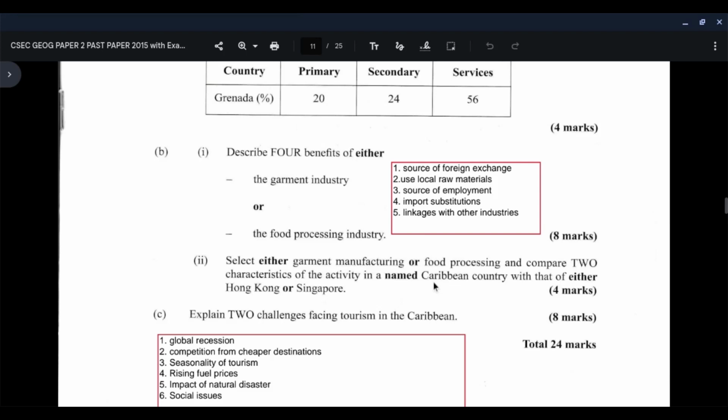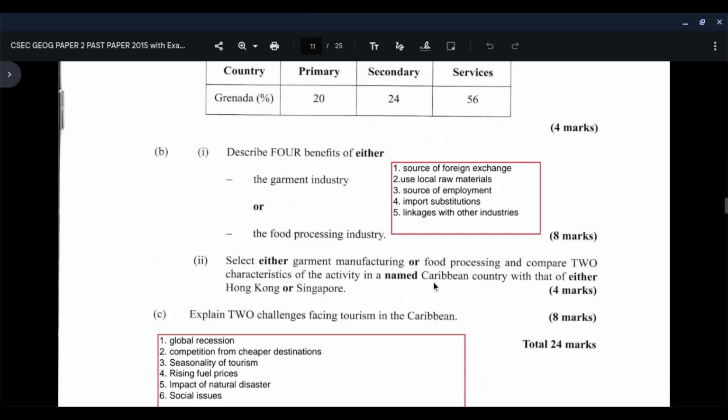Their market, the Caribbean's main market is basically the US, while Hong Kong's main market is usually China. Let's talk about the garment industry in Puerto Rico, and then we're going to look at the garment industry in Singapore. Now, in Puerto Rico they produce clothes and other items such as hats. They use locally made raw materials, while Singapore imports their raw materials.